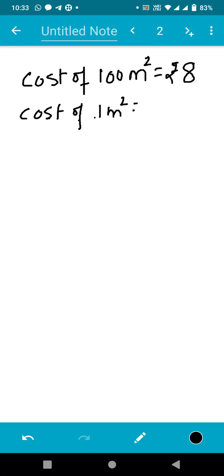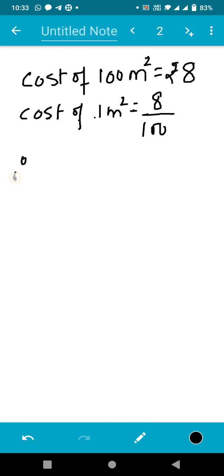So it's quite obvious. So 100 meter square is costing 8 rupees. So obviously only 1 meter square will cost less only. So when the cost is less, what we have to do? We have to divide this 8 by 100. Okay. Now we are aware of the cost of 1 meter square equals to 8 by 100. But what we have to find out? We have to find out the total cost of the area of the rectangular plot, isn't it? So what is the area of the rectangular plot? This is 1 lakh meter square.